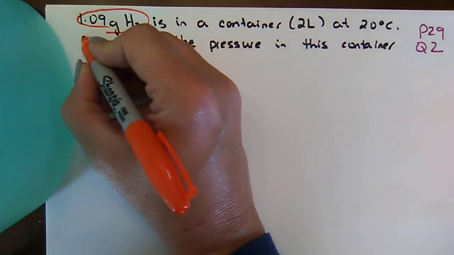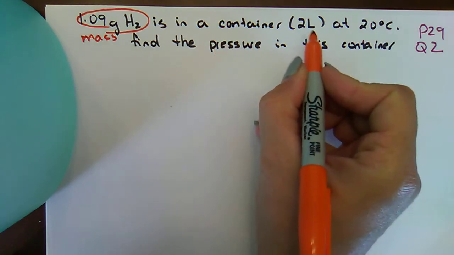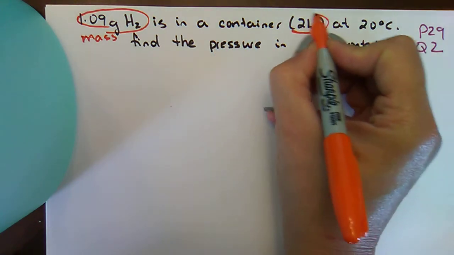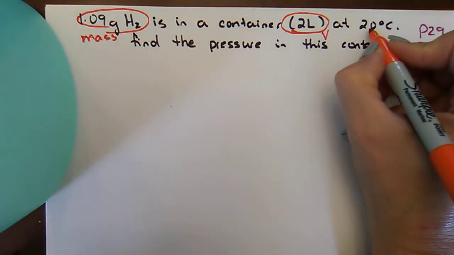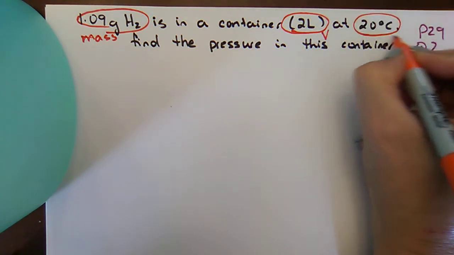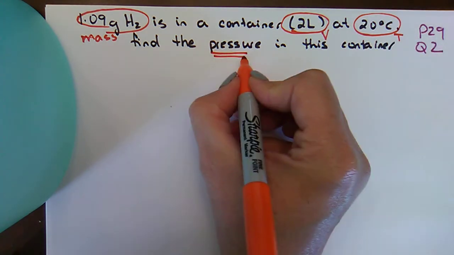Now, grams is a measure of mass, and it's in a container that's 2 liters big. So 2 liters is our next number that we're going to know, and that's going to be our volume. And it's going to be at 20 degrees Celsius, and that's our temperature. They want us to find the pressure.